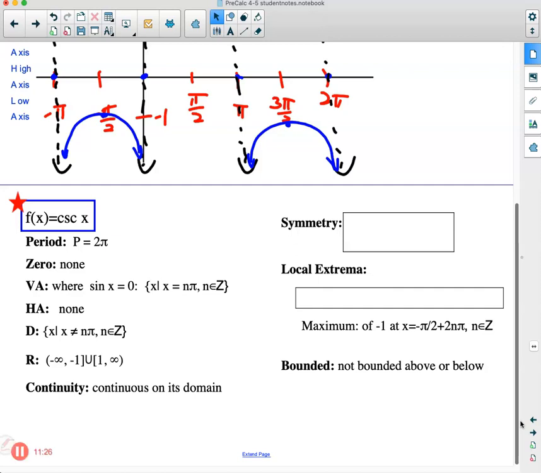Domain, well, use the vertical asymptotes, but say don't use these. That's our domain. And then again, our range, we've got a big hole in our graph between y values of -1 and 1, so we have to make sure that we use negative infinity to -1 with square brackets, union 1 with square brackets to infinity. Continuous on its domain, and the symmetry for this one is odd. And of course it is, because sine has odd symmetry, so cosecant will also have odd symmetry.